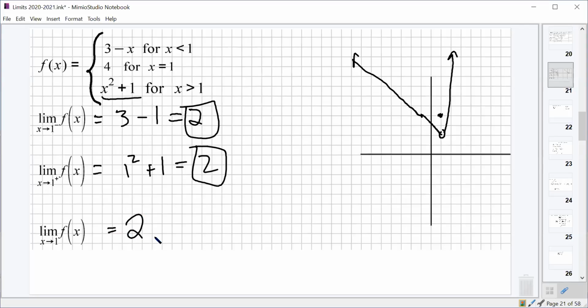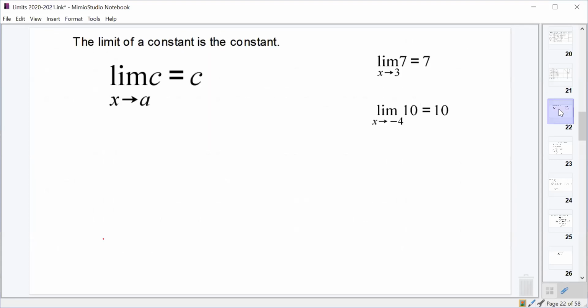Easy enough? So this is how you'd be solving it algebraically, right? Algebraically would be what I wrote over here. And we just looked at it and said, yeah, it's going towards 2, and it's going towards 2, if we just look at it. Good?